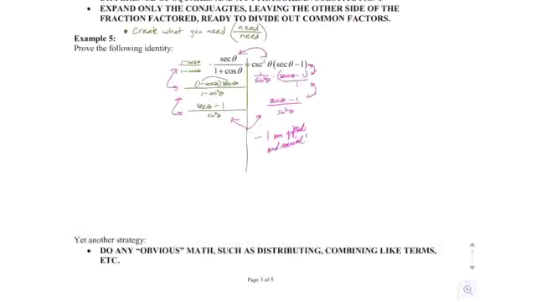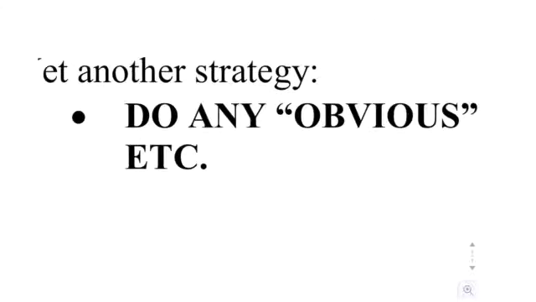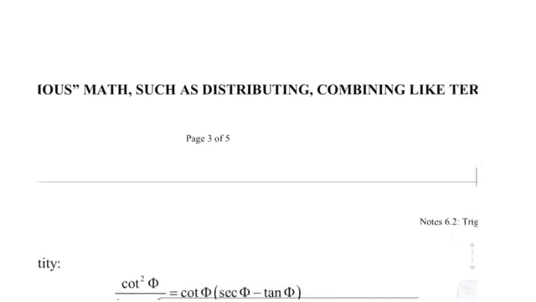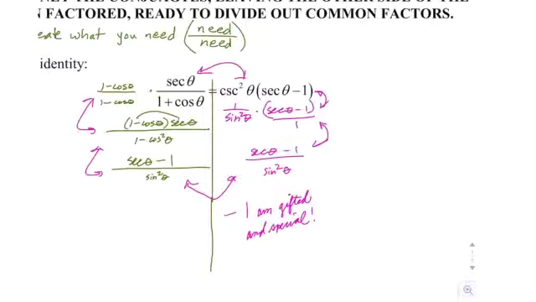All right. So, yet another strategy. Do any quote unquote obvious math. Multiply through, expand, factor, combine like terms, divide out common factors. Do any obvious math, such as distributing, all that good stuff, etc. Okay.